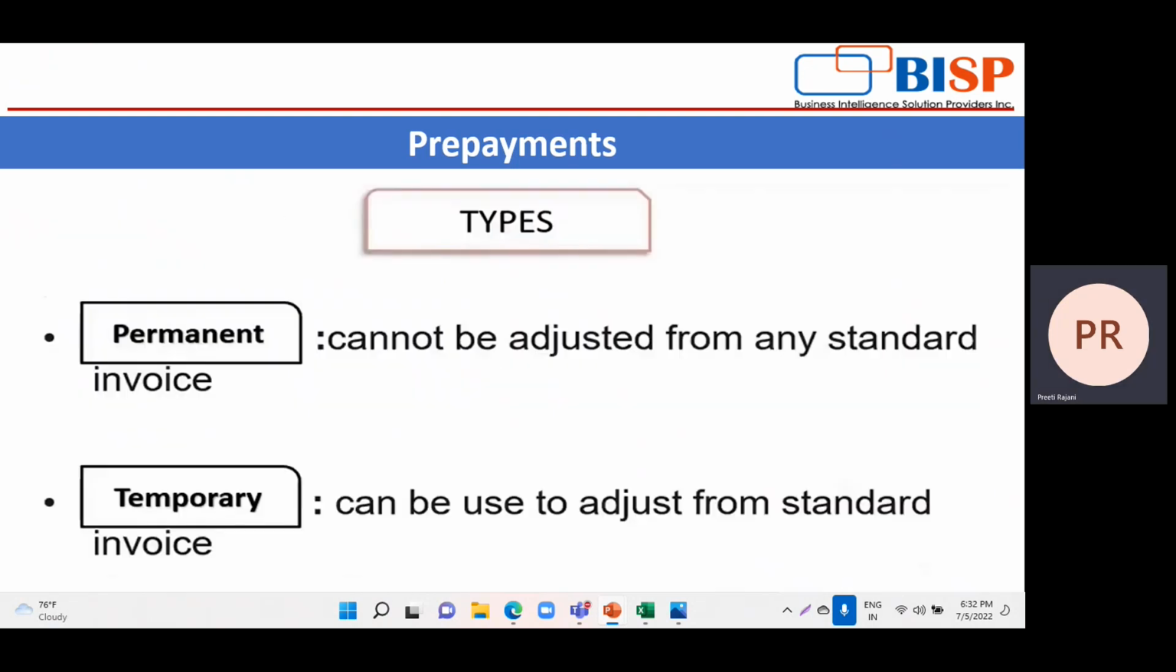There are two types of prepayment invoice. First is the permanent prepayment invoice. A permanent prepayment invoice cannot be adjusted against any standard invoice, whereas a temporary prepayment invoice can be used to adjust against a standard invoice.